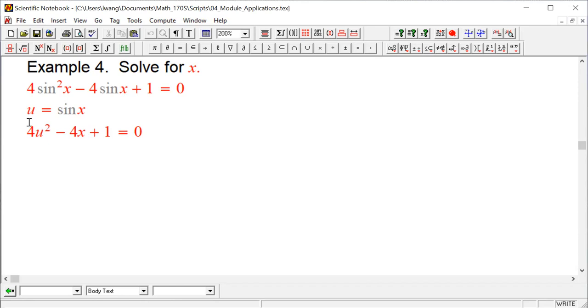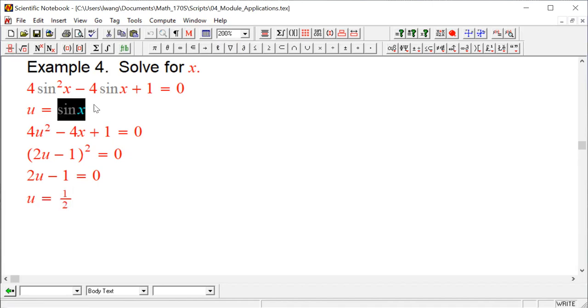And factored, we will have 2 times u minus 1 squared equals 0. This will lead us to 2u minus 1 must be 0, because a number times itself is 0, so this number has to be 0. In the end, we get u equals half.